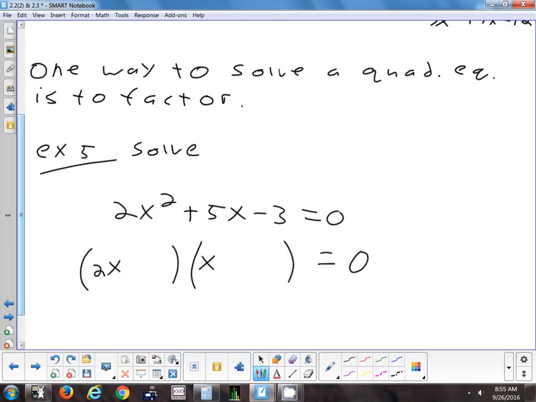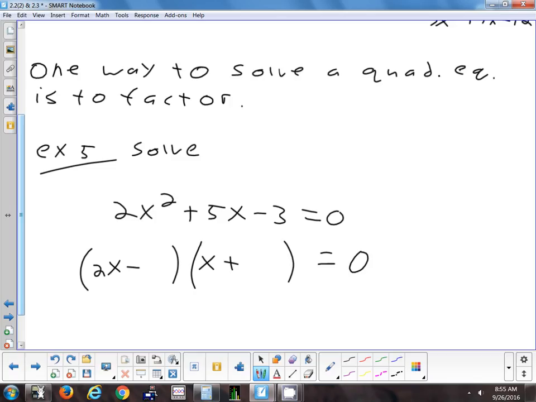And then what about my signs here? Both positive, both negative, or one of each? Yep, one of each. So 2x would be followed by minus, and x would be plus. And if that's not right, you can always switch the signs later and try it a different way. And now I need two numbers that multiply to give me 3. And again, I really don't have any choice here.